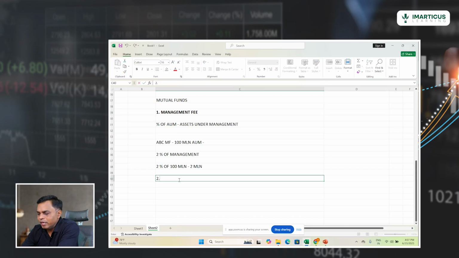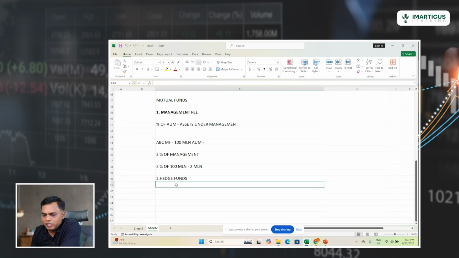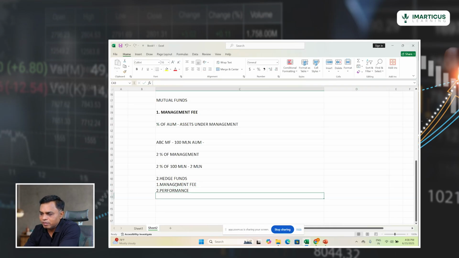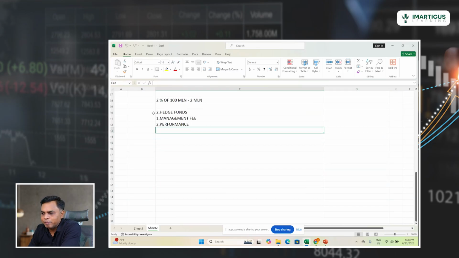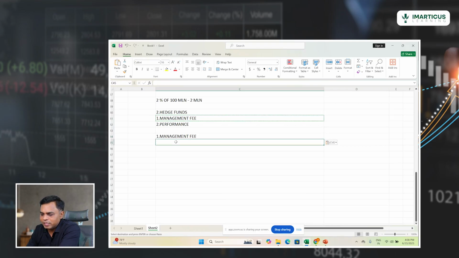Now, let's talk about the hedge funds. A hedge fund charges two types of fees. One, they charge a management fee, and also they charge performance fees. The management fees charged by hedge funds are very similar to how they are charged by mutual funds. So management fees is charged as a percentage of AUM.